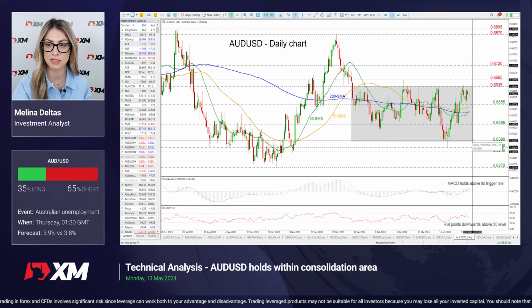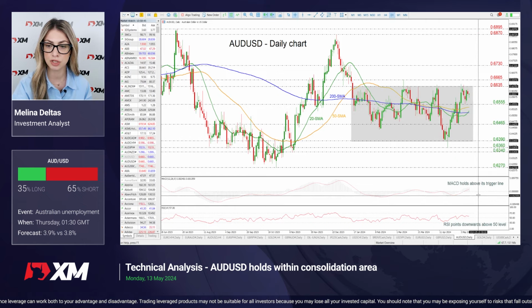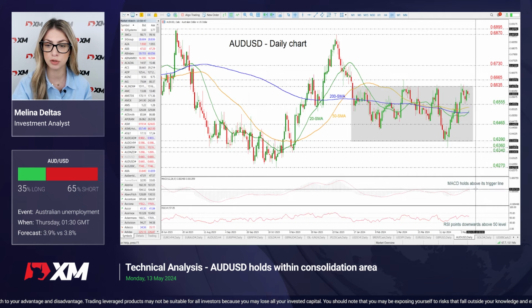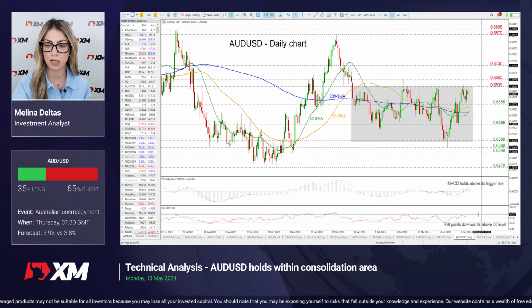So a movement beneath these lines here, then the price it may test the 0.6465 at the lower boundary of 0.6390. Now looking at the technical oscillators, the MACD is weakening its momentum above its trigger and zero lines, while the RSI is moving horizontally above the neutral threshold of 50.